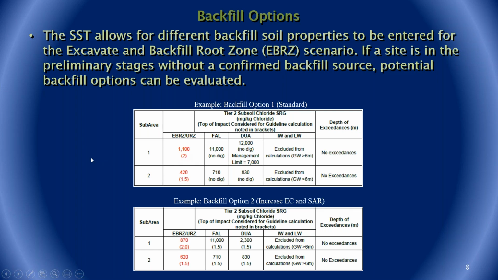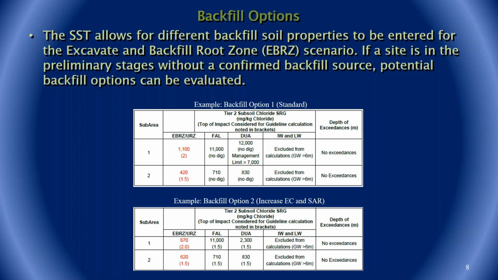Often we'll run 4 backfill excavation scenarios. Backfill option 1 would represent EC, SAR, and SAP percentage equivalent to the average values from 1 to 1.5 in background boreholes for the site. Backfill option 2 is where SAP percentage is the same, and EC and SAR values are equivalent to the maximum values of EC and SAR that would not result in a more conservative chloride or sodium guideline.